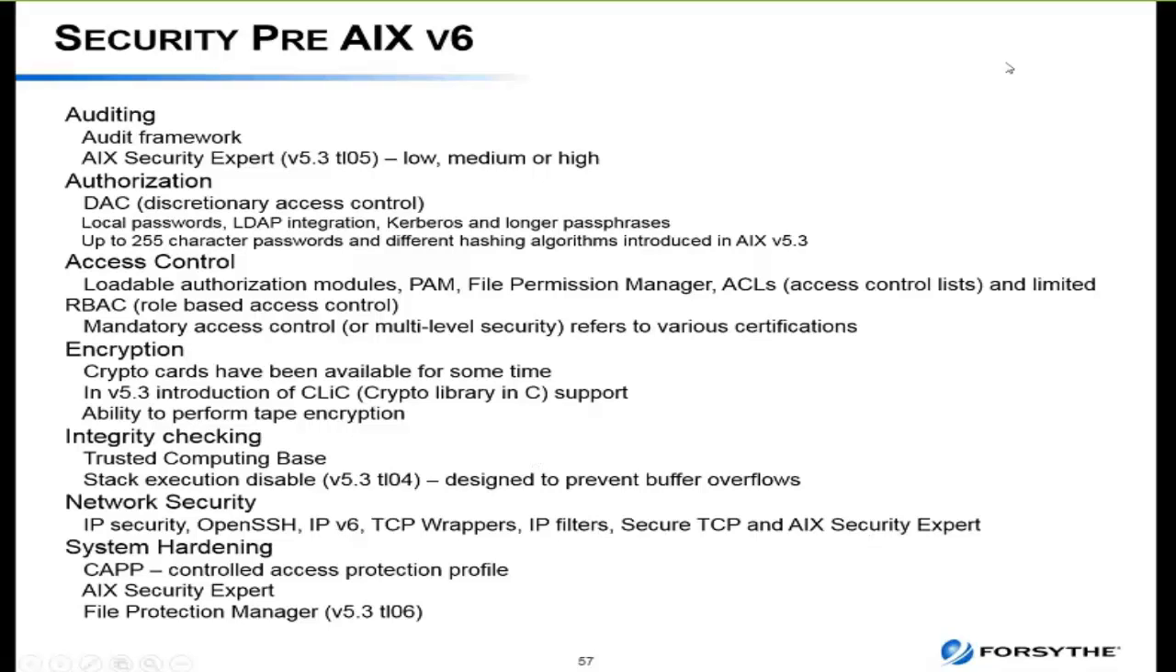AIX Security Expert came in at 5.3 TL5. You had the option of low, medium, or high. I don't know anyone that used high, because the first thing high did was disable the network. And personally, I don't find an LPAR very useful if I can't get to it from the network. They also added the file protection manager, and we're going to talk a little more about those.